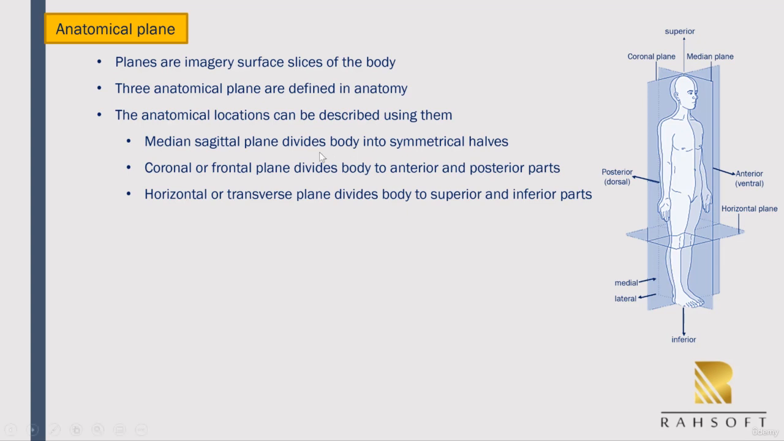So the median sagittal plane divides the body into symmetrical halves. So this could be the medial plane here, as it cuts the body in half. The coronal or frontal plane will divide the body into anterior and posterior parts, and that's this plane right here. Then lastly, the horizontal or transverse plane will divide the body into the superior and inferior parts. That's right here. This horizontal plane can be moved up and down, but the coronal and medial planes usually stay in that exact position.